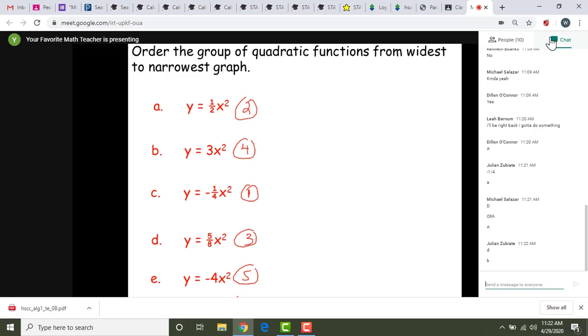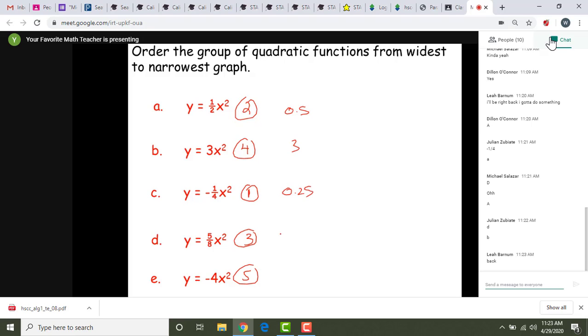Basically all we're doing is writing the decimals, and we know that a half is 0.5. We know that's 3. We know that this is 0.25. 5 divided by 8, we know is 0.625, and then that's 4. So this one is the smallest, then it's this one, 0.5, then it's 0.625, then it's 3, and then it's 4. The smaller the absolute value of the number is, the wider it will be. That's it. That's the lesson for today.